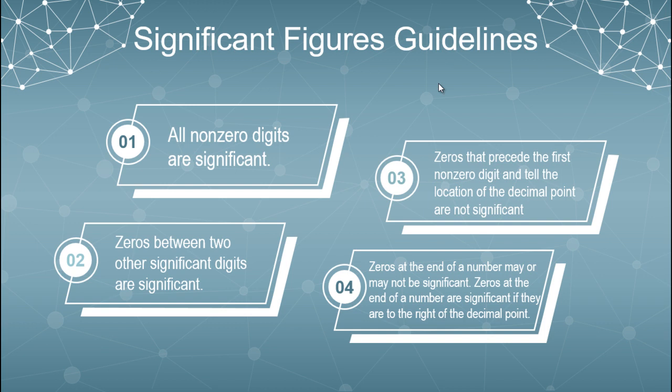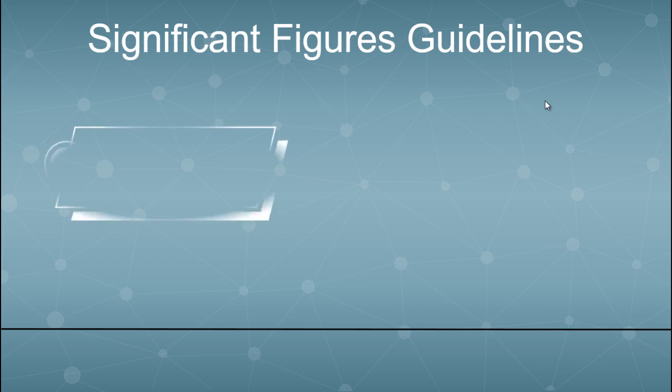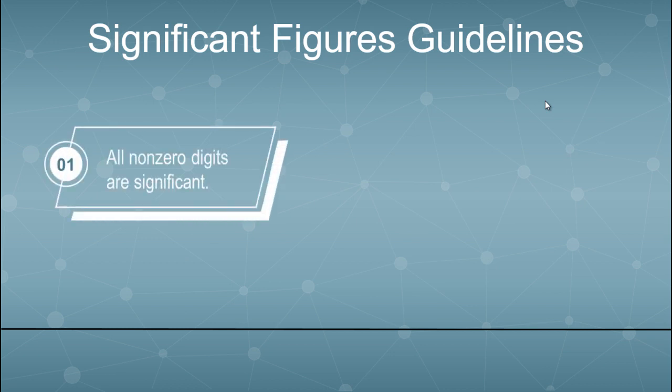So, I can see some of you are raising your eyebrows. It seems like a long list of guidelines from 1 to 4. So, let's talk about it one by one, and let's look at some examples. So, number 1. All non-zero digits are significant. So, that is quite simple, no?